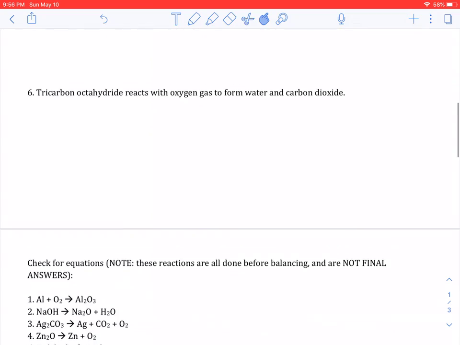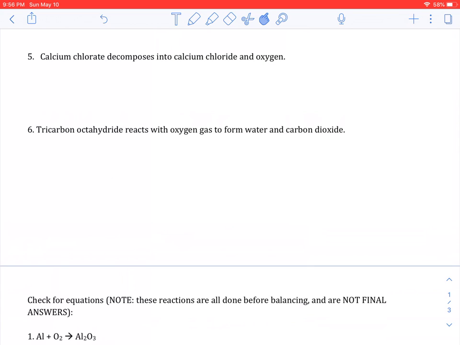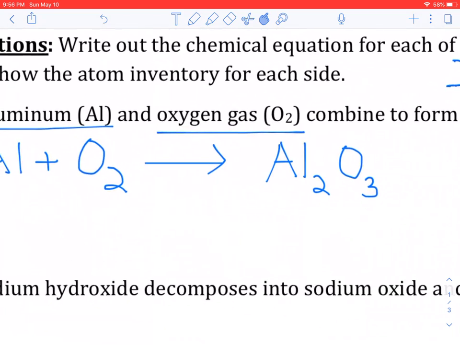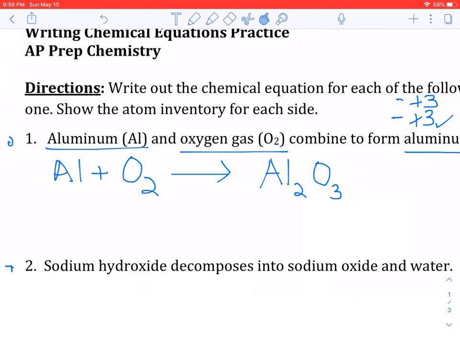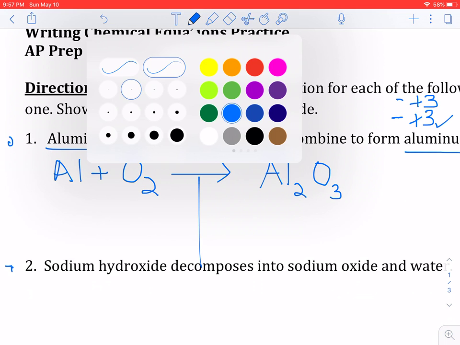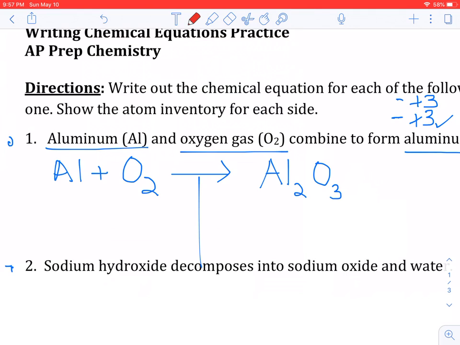Okay, so now I've written my equation, and as I said before, you guys can check the answers at the bottom here with those. So I would go down the bottom, and here it is, which is correct. But then I need to balance it. So now I would come back up here, and I need to do my atom inventory. I need aluminum. Right now I have 1 aluminum on the left. I need oxygen. Right now I have 2 oxygens on the left. On the right side, right now I have 2 aluminums and I have 3 oxygens.